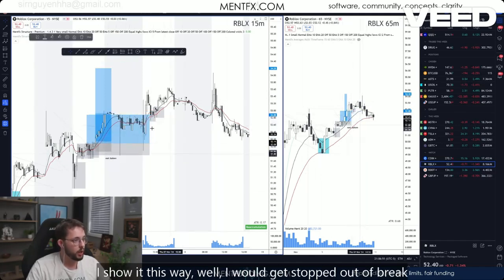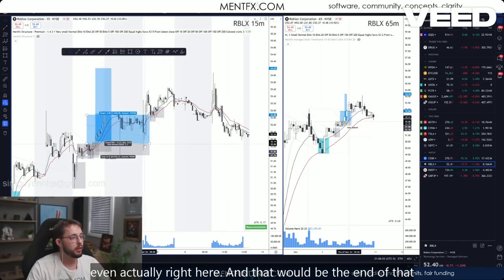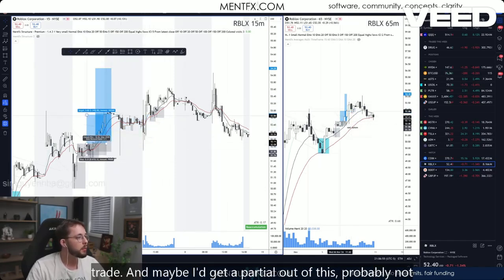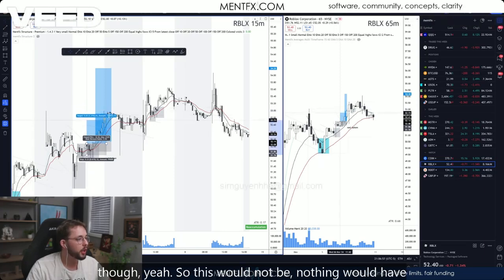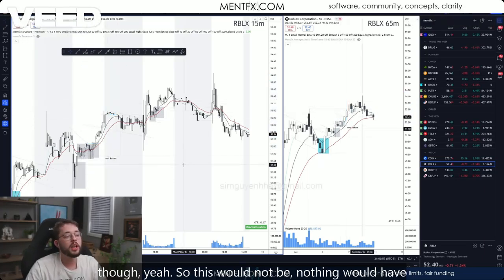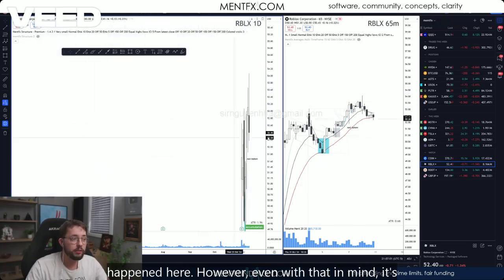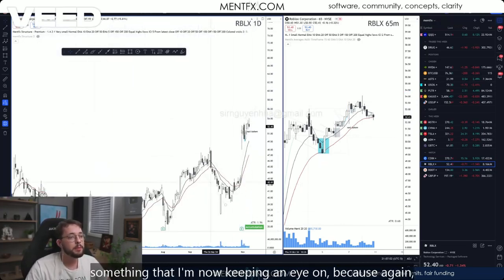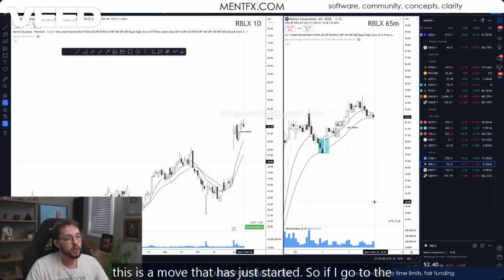If I show it this way, well, I would get stopped out at break even actually right here. And that would be the end of that trade. And maybe I'd get a partial out of this. Probably not though. Yeah, so nothing would have happened here. However, even with that in mind, it's something that I'm now keeping an eye on because again, this is a move that has just started.